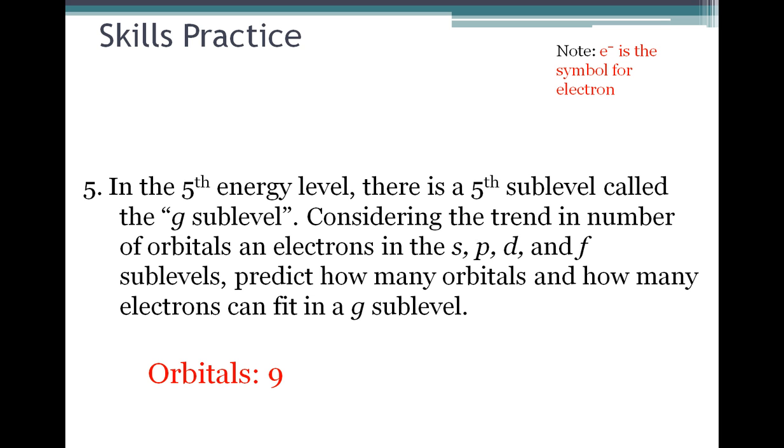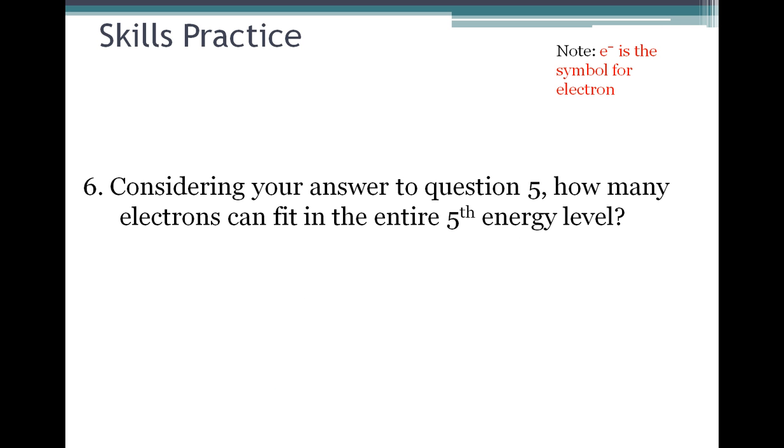Well, there would be 9 orbitals, and because they go up by odd numbers, 1, 3, 5, 7, and then 9 for G. And then there'd be 18 electrons because there are 2 electrons in each orbital, so 9 times 2 is 18. For number 6, considering your answer to number 5, how many electrons can fit in the entire 5th energy level? So you have to do 5s, 5p, 5d, 5f, and 5g. So that would be for a total of 50.